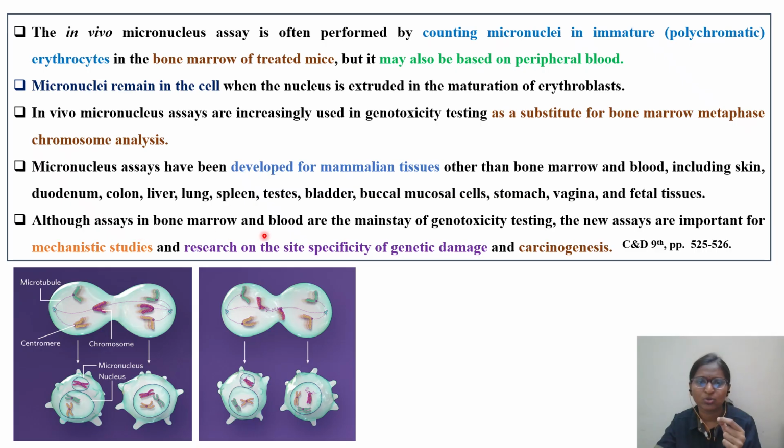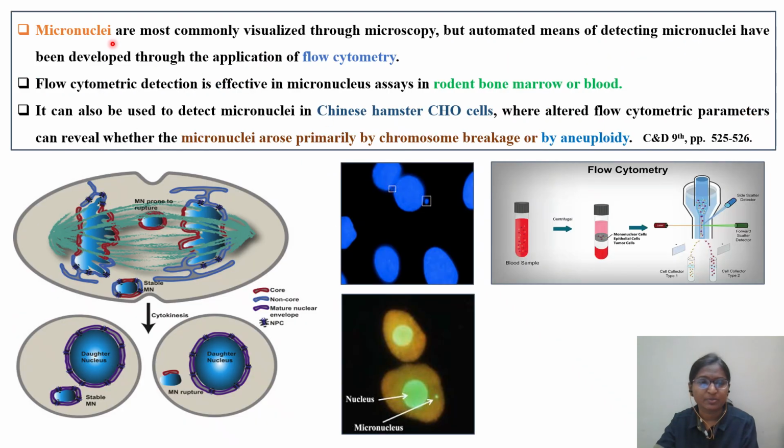Although assays in the bone marrow and blood are the mainstay of genotoxic testing, the new assays are important for mechanistic studies and the research on the site specificity of the genetic damage and carcinogenesis. Getting my point? So these micronuclei are most commonly visualized through microscopy, okay. But automated means of detecting micronuclei have been developed through application of flow cytometry.